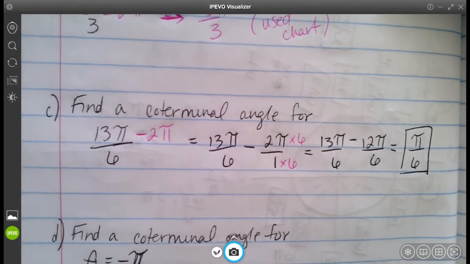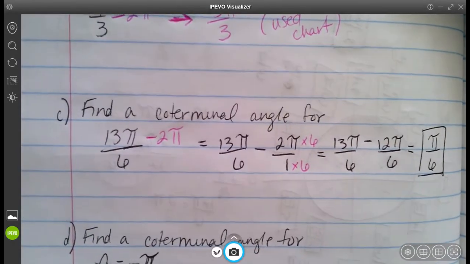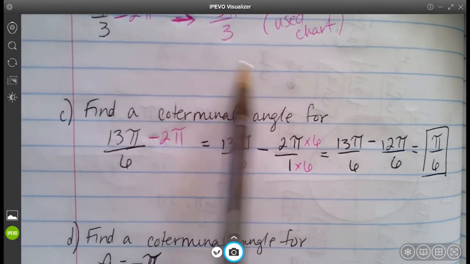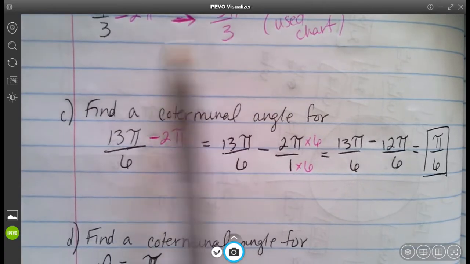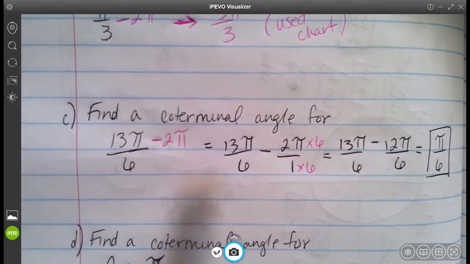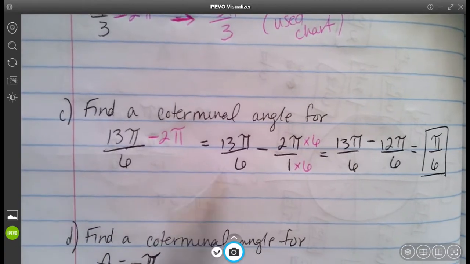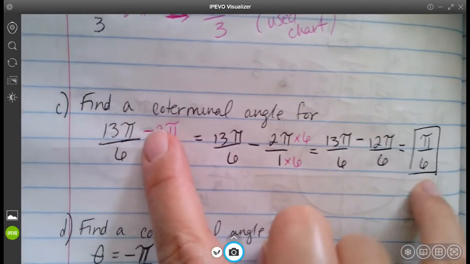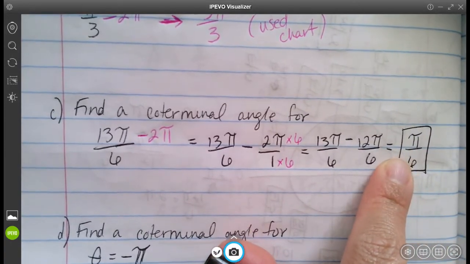Just so you know, there are an infinite number of coterminal angles you could find, because I could have added 2 pi instead. I could have gone counterclockwise and said I'm going to add 2 pi, or I'm going to add 4 pi. As long as it's in multiples of 2 pi, we could find many, many more. But I decided to subtract 2 pi, which gave me one possible answer of pi over 6.